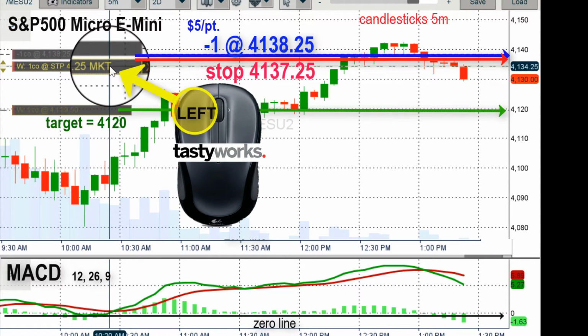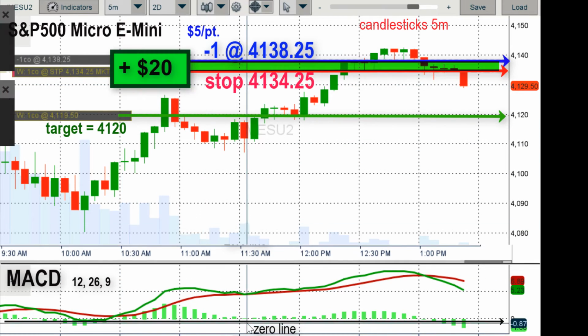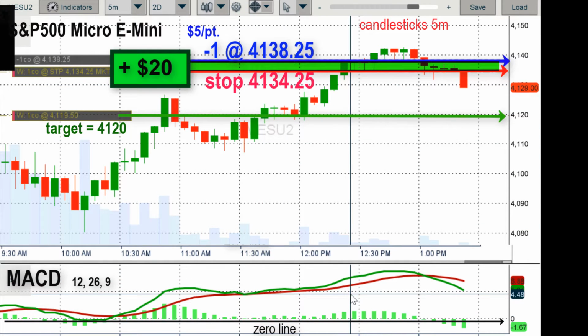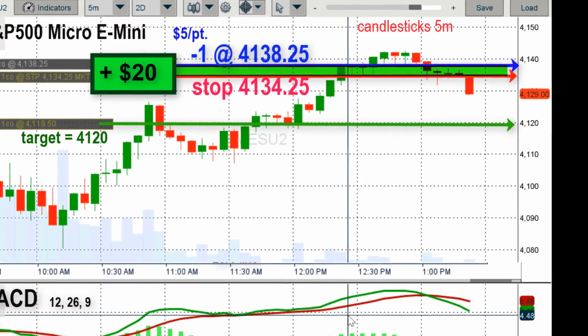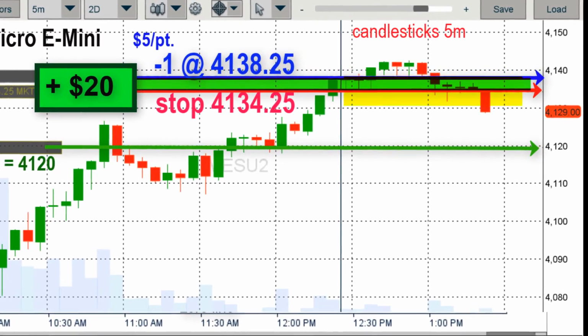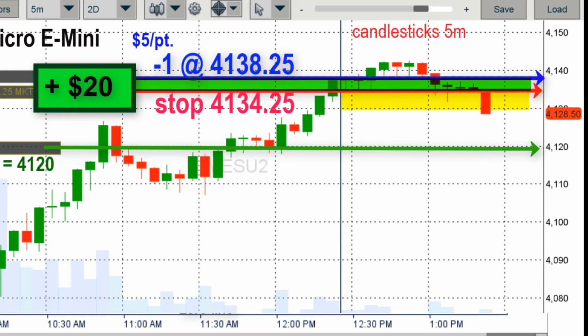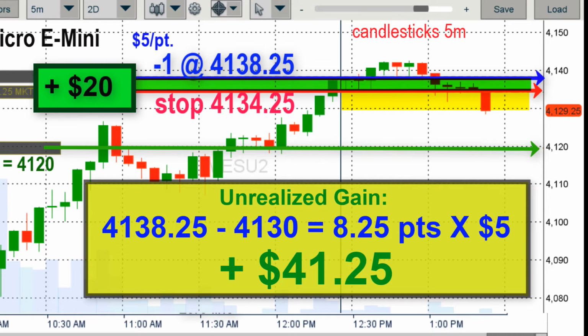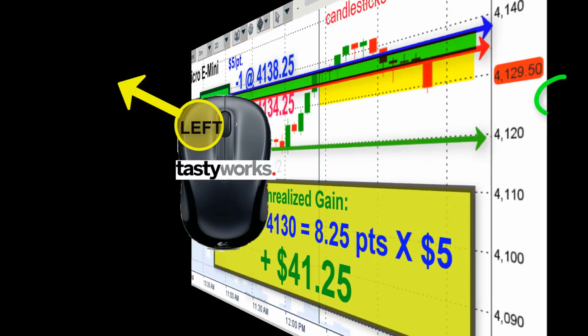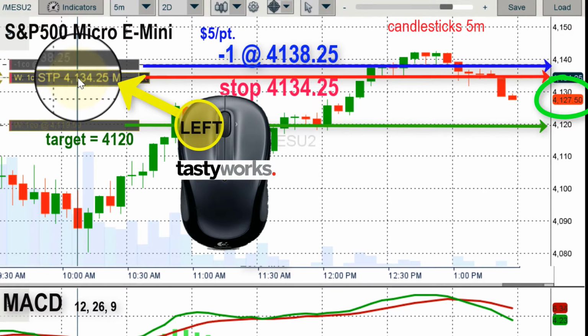Here I go. Trade's moving in my favor, trading 41.29. I just took my Tastyworks click and drag with that left mouse button and locked in $20. I moved my stop down to 41.34 1/4. Current trading price is about 41.30. That's 8 1/4 points ahead, $41.25. Now about a minute later, I'm trading down at 41.27.50.